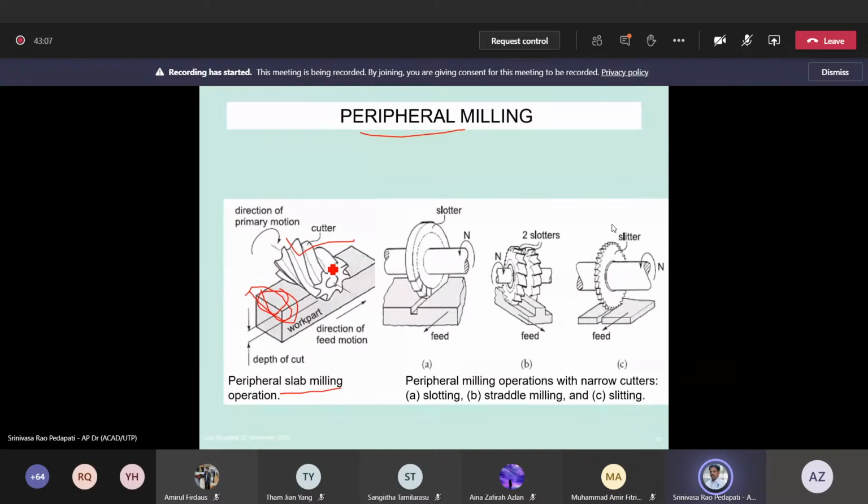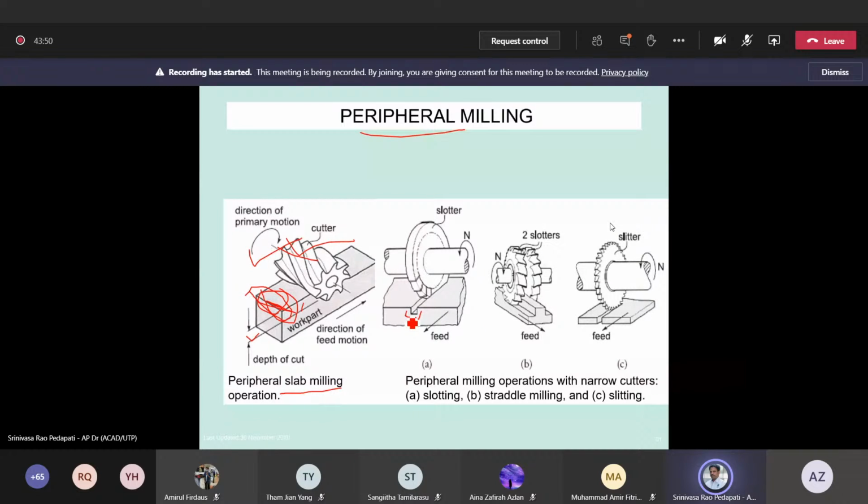Then it depends on your cutter width. Say the cutter width is W, so you will get W as the width of cut. And the depth of cut is how much you penetrate into the workpiece. So this is the depth of cut, this is the width of cut, and that depends on the width of the cutter. If your cutter is 2 centimeters, you get a 2 centimeter slab. If the cutter is 50 millimeters, that means 5 centimeters, then you get a slab of 50 mm. So that is the slab milling cutter. And then the slot milling cutter is used to cut slots like this. This is also peripheral milling on the surface.